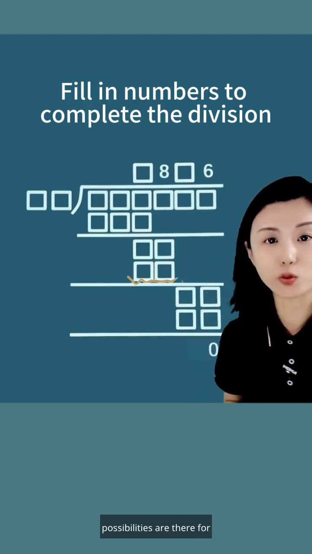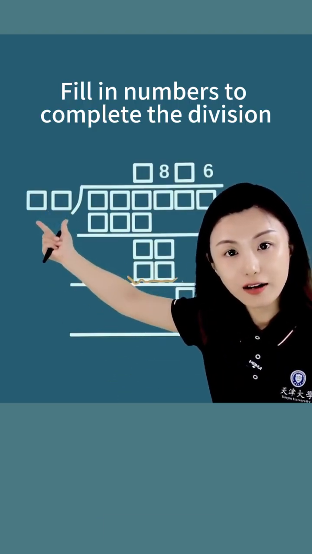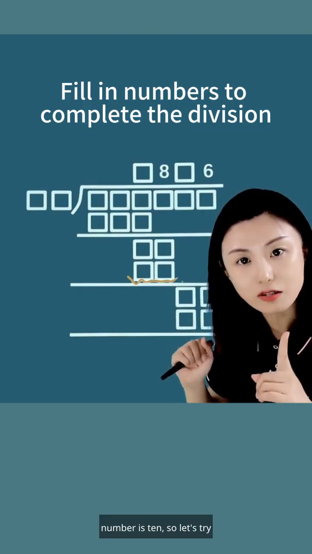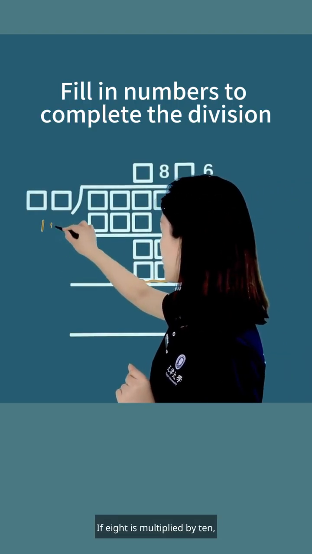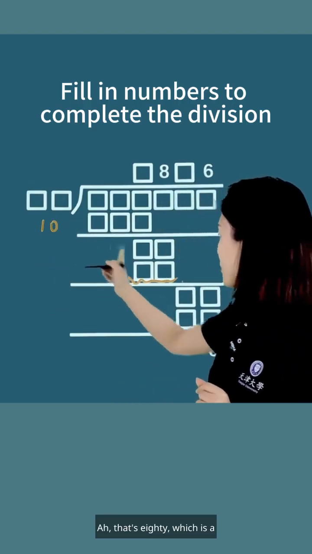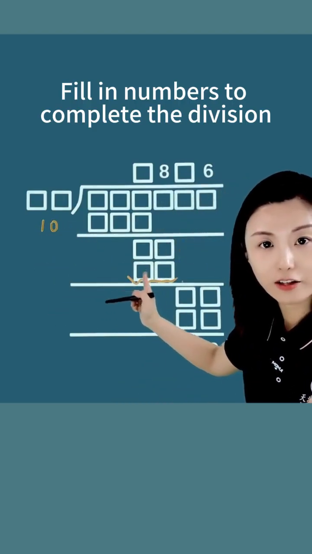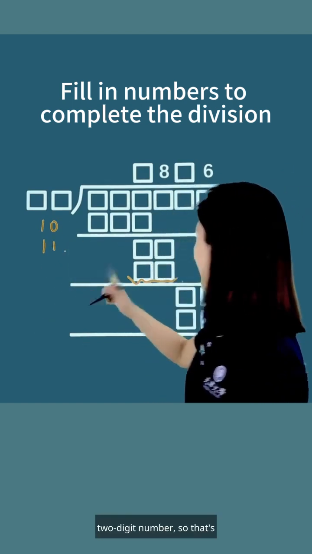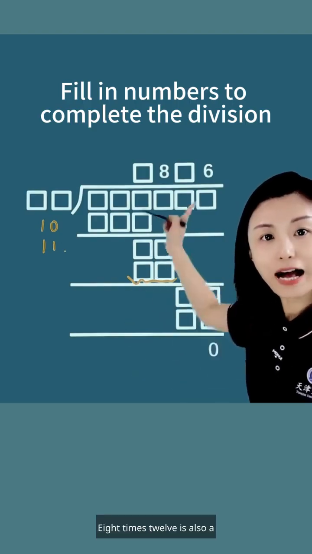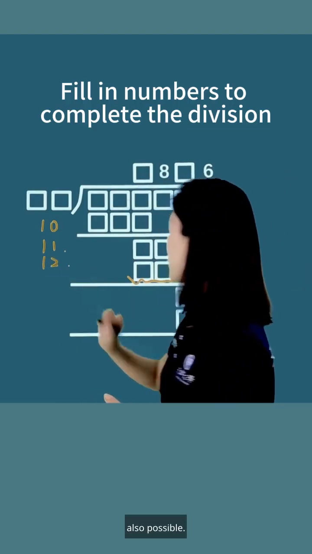So how many possibilities are there for this two-digit number? Look, the smallest two-digit number is 10. So let's try starting from 10. If 8 is multiplied by 10, is that possible? That's 80, which is a two-digit number, so it's possible. What about 8 times 11? That's 88, also a two-digit number, so that's possible too. 8 times 12 is also a two-digit number, so that's also possible.